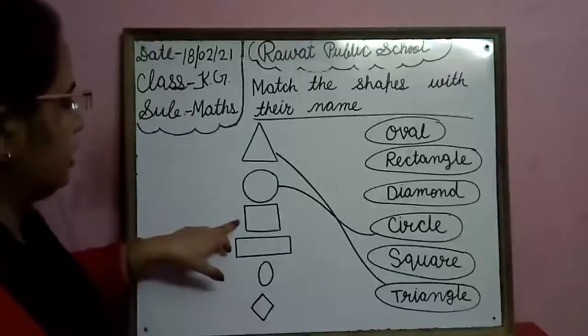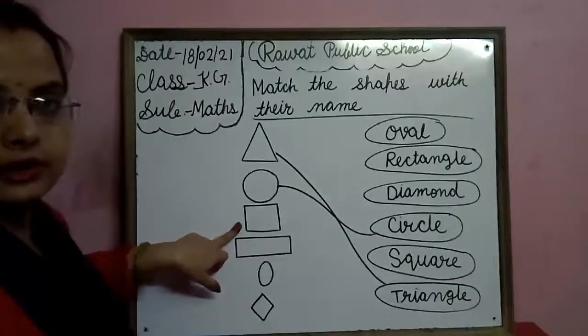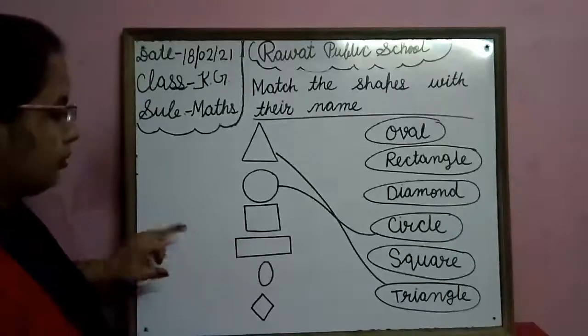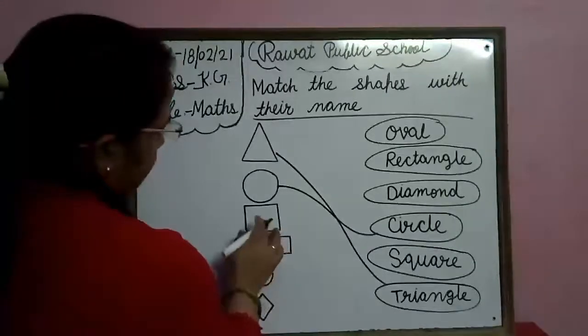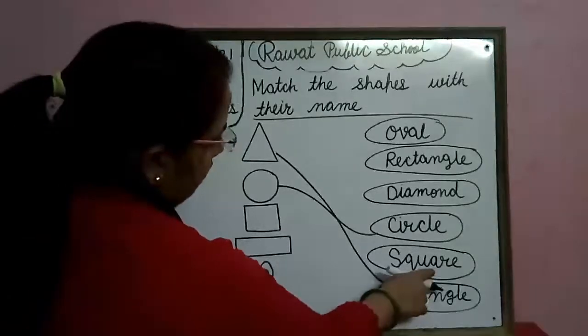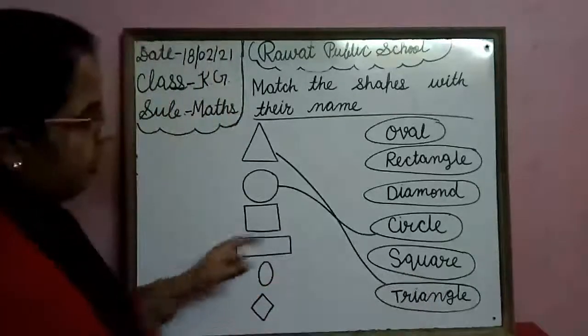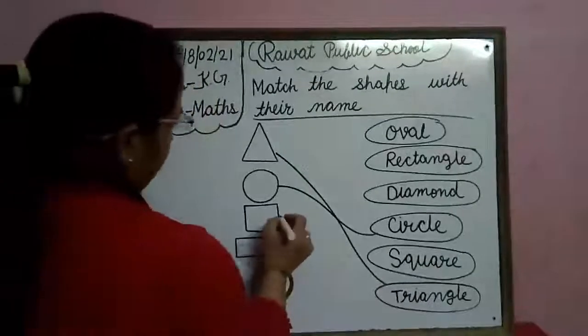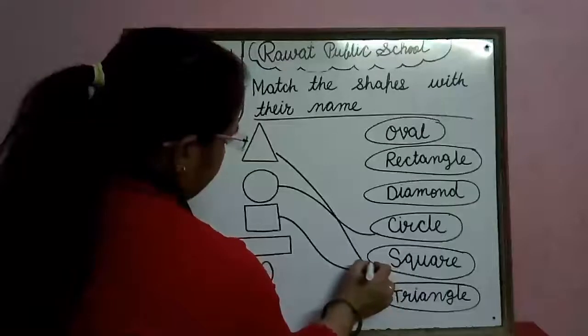Okay, which shape is this? Square. Match the square with their name. This is S-Q-U-A-R-E, square. So match the square with their name.